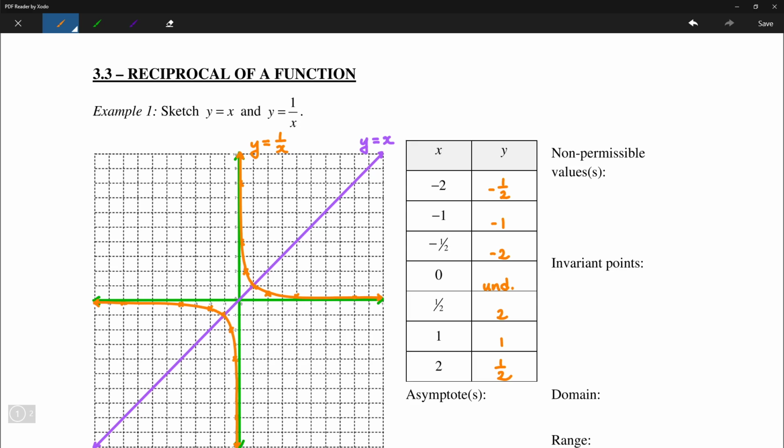A couple of important things to note here. Number one is the non-permissible values, and this refers to the non-permissible x values. So basically, this happens when the denominator is 0. So in this case, the non-permissible value would be that x cannot be equal to 0 in this graph, and that results in an asymptote x equals 0.